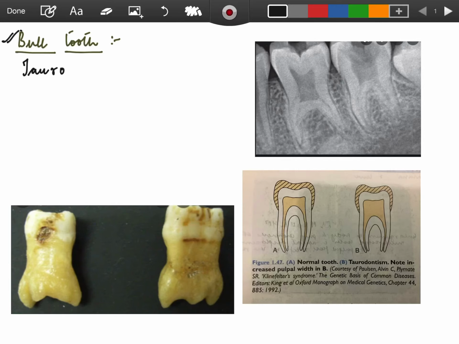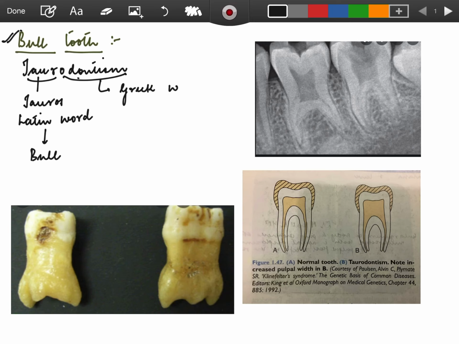So in this video we will study about the different terminologies. So first is bull's teeth, that is seen in the taurodontism. Tauro comes from a Latin word that means bull, and odontism from a Greek word odos that means the tooth. So it stands for the bull's tooth.